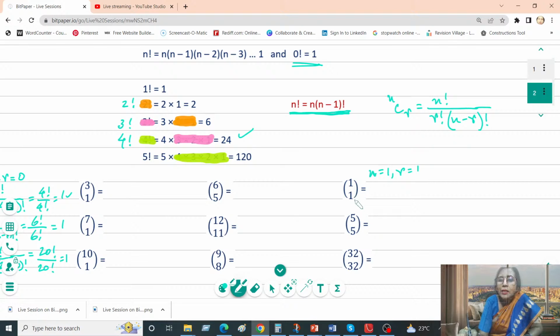So it is 1C1, that means n is equal to 1 and r is equal to 1. So the numerator is 1 factorial, which is of course equal to 1, over r factorial, that is 1 factorial, and n minus r, that is 1 minus 1 factorial. Okay. 1 minus 1 factorial is 0 factorial, which is equal to 1. 1 factorial is 1, so it is 1 over 1, which is equal to 1. Clear?